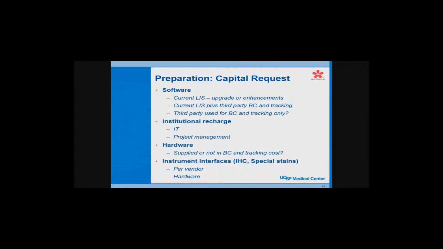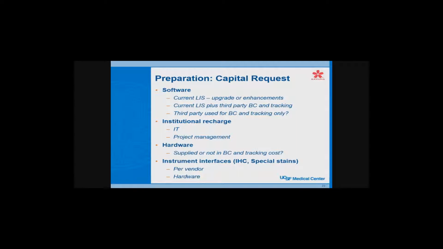I mentioned our IT department. We also have a project management department, and they basically take over management and manage it for you. In other words, they set up all the meetings, they handle all the timelines and everything, and that can be helpful because that's what they do for a living, so they know how to push things. Hardware: one of the things you have to think about is if you're doing your own system, in other words, you're upgrading your own LIS, or you're doing a third party that doesn't sell any software or hardware, then you have to do all your own hardware.